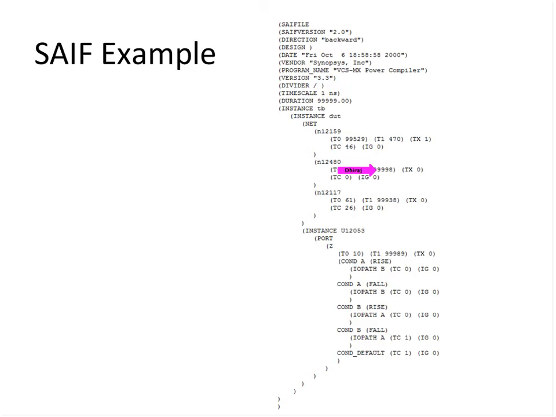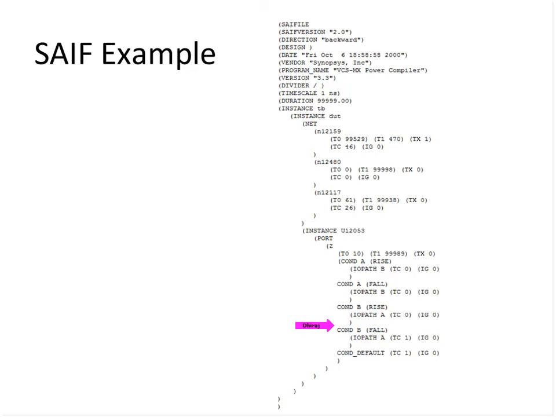This net again, the T0 is 61, T1 is something, the toggle count is again 26. Similar for this instance here, it tells us again the T0 and T1 values. It now tells us that it probably has inputs A and B, so it tells us the toggle count in different conditions: condition A rise with IO path B, condition A fall with IO path B, B rise, B fall. So it fixes one input, transitions the other input rise and fall, and then it tells us what the toggle count is.